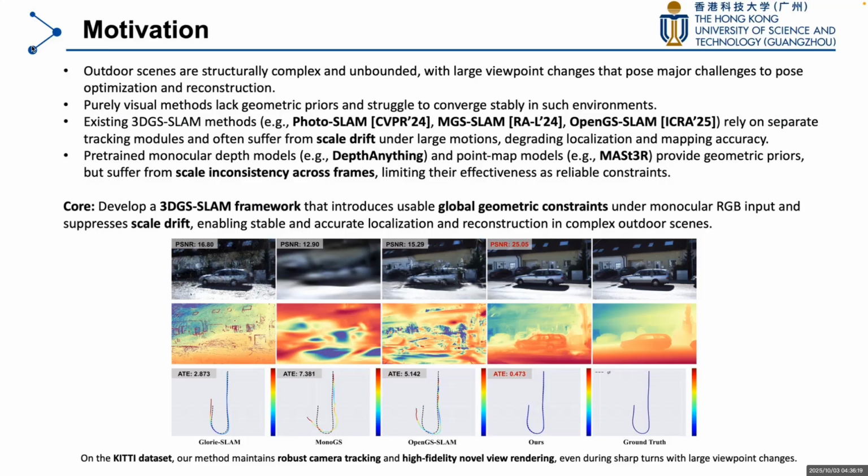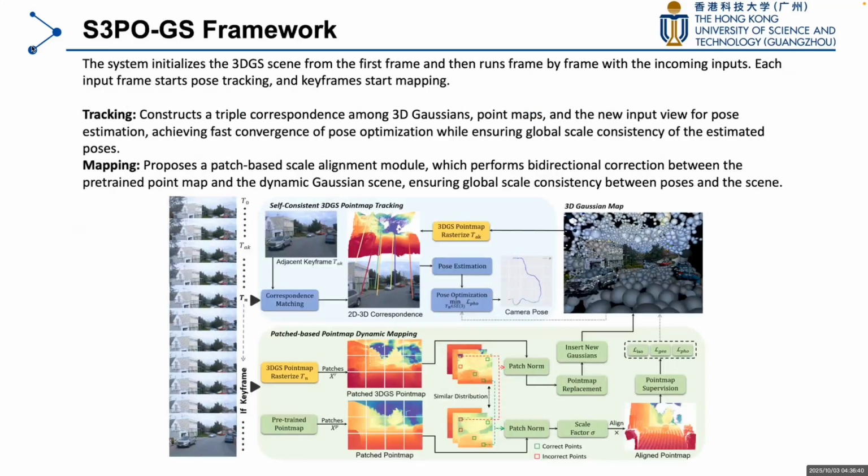So our core idea is to develop a 3D GS SLAM framework that introduces usable global geometric constraints under only monocular RGB inputs. We want to suppress scale drift and achieve stable, accurate localization and reconstruction in complex outdoor scenes. On the KITTI dataset, for example, our method can maintain robust camera tracking and high-quality novel view rendering, even during sharp turns and large viewpoint changes.